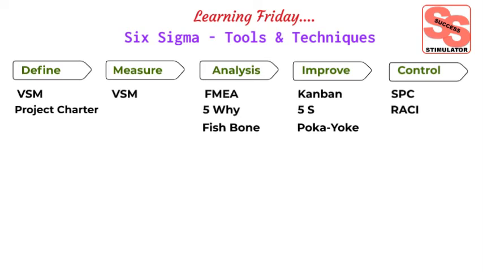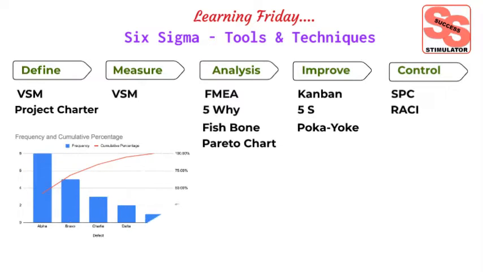Next one is Pareto chart. The Pareto chart is a valuable tool in the Six Sigma methodology. It identifies and prioritizes problems or issues based on their significance. The chart is named after Vilfredo Pareto.